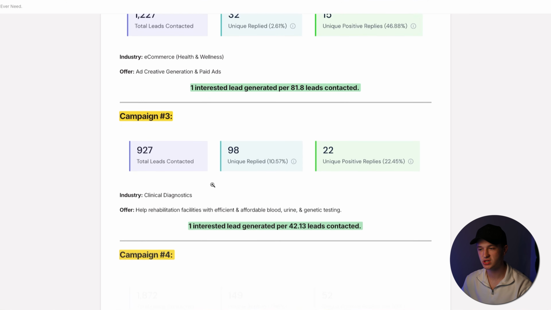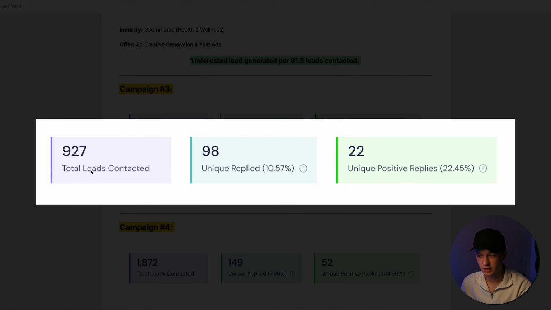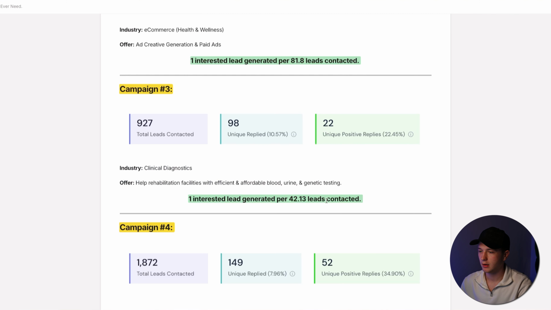Number 3 is 927 leads contacted, 98 unique positive responses for a 10% reply rate. So you can see how this can vary from industry to industry. And 22 of those were positive, so a 22% reply rate. And this was for clinical diagnostics in that industry. So we were basically, on behalf of our client, helping rehabilitation facilities with efficient and affordable blood, urine, and genetic testing. Right, so we were reaching out and offering that as a service. And that came out to be one interested lead generated for every 42 leads contacted.